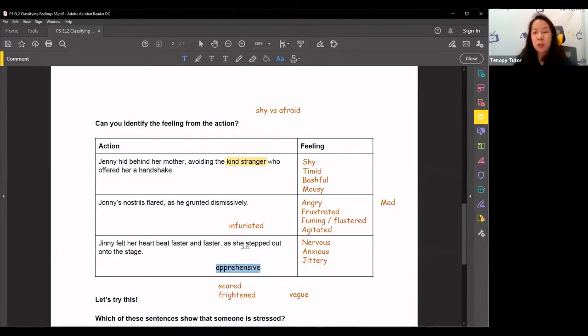Okay. So be very careful. All these words here have very specific meanings. So when you use these words in comprehension, or even when you do it in composition, be very careful with the feeling word that you choose to use. It's very specific, especially with words like scared, frightened, afraid. These words are very vague. They deal with fear.